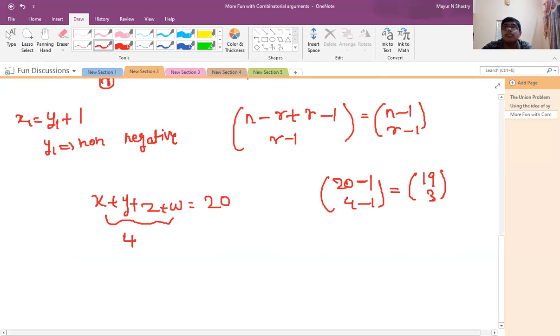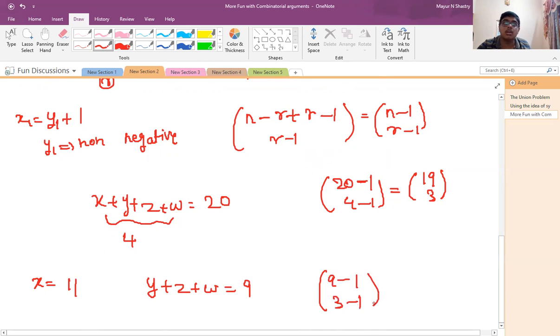So let us say that variable is x. If the variable x exceeds 10, then we have x equals 11, one case. Then if x equals 11, we have y plus z plus w equals 9, and they still have to be positive. So what's the number of integral solutions this has? n minus 1 choose r minus 1. Here n is 9 and r is 3. So it's 9 minus 1 choose 3 minus 1, and that gives us 8 choose 2.